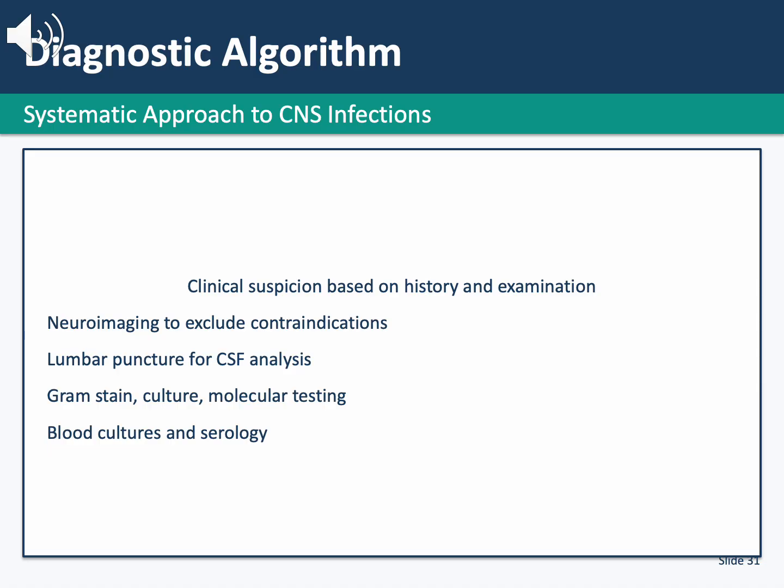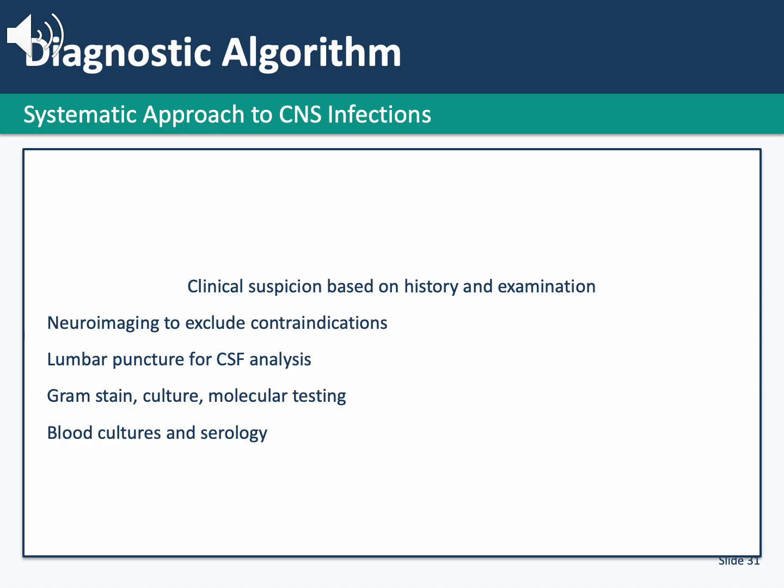The first step is clinical suspicion based on history and physical examination. Neuroimaging should be performed to exclude contraindications to lumbar puncture. Lumbar puncture should be performed when there are no contraindications to obtain CSF for analysis. CSF analysis, including cell count, glucose, protein, gram stain, and culture, should be performed.